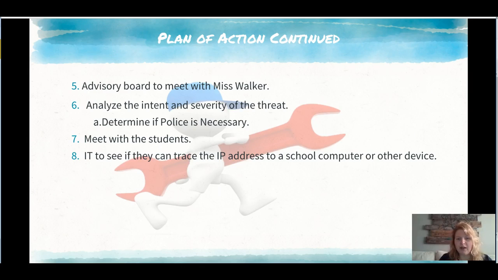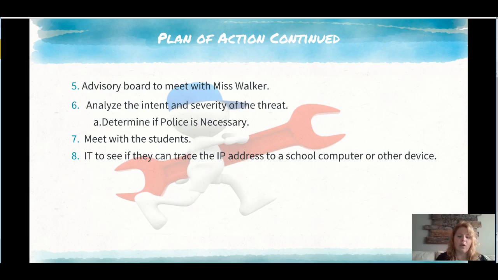So for this case scenario, in this plan of action, we're going to decide right here that police do not necessarily need to be involved at this moment. So our next step of action is going to be to meet with students. We're going to ask them individually, one-on-one, what is Ms. Walker like? How is her instructional method? Is the class really hard? Are her instructions unclear and her expectations of assignments? What is going on with the rigor of the coursework? Also asking if they've ever heard of planning and action to harm Ms. Walker. And then next we'll have the IT department trace the IP address, whether it's to the school computer or using their school email address, to see where the email originated from.